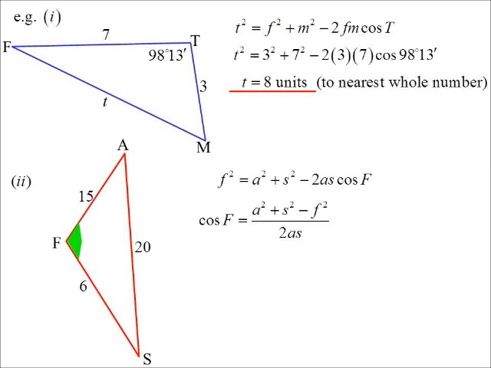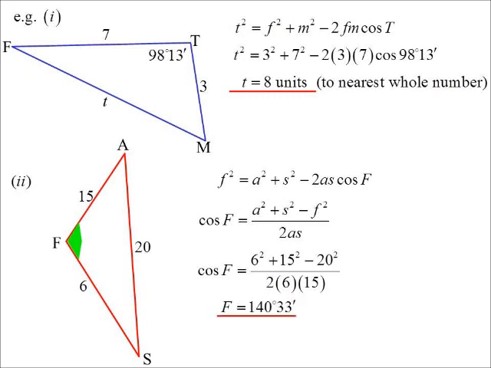Well, again, the top of the fraction is Pythagoras' theorem, but you're subtracting the side opposite the angle. So you always subtract, in this case, the f squared. And on the bottom, you get 2 times the other two sides. Substitute in. Again, that calculation doesn't give you f. That calculation gives you the cosine of f. So then you need to go inverse cos, and if you want it to the nearest degree, round it off.